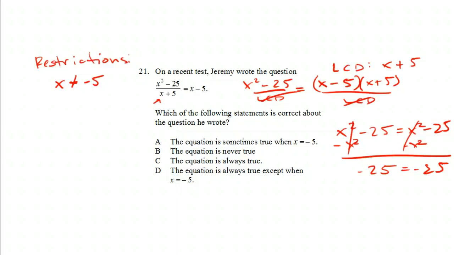And what happens there? Well, then it's always true, right? If we ever have the same number on both sides of an equation, it must be always true, because it's always going to be the same. Except when we found this right here, is we said x can not be -5. So it's always true except when x is -5. So our answer is D.